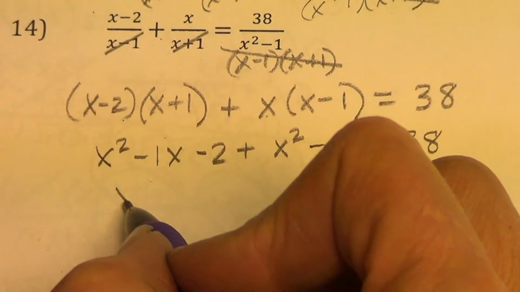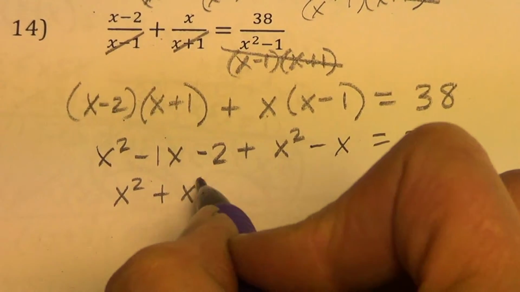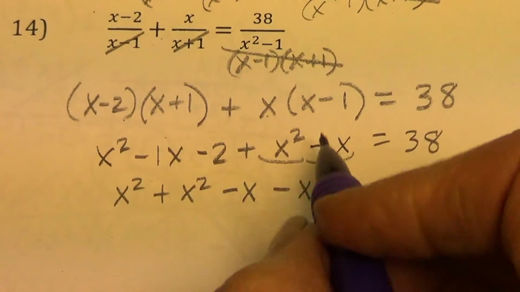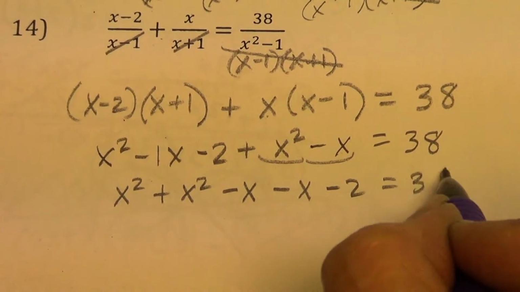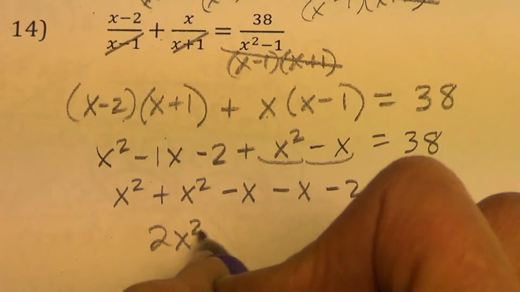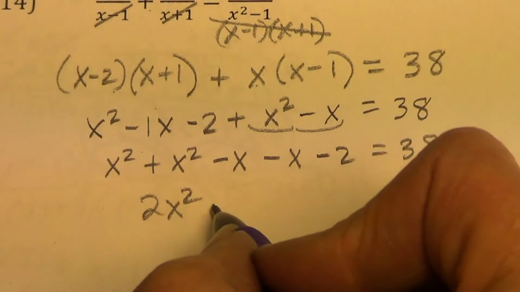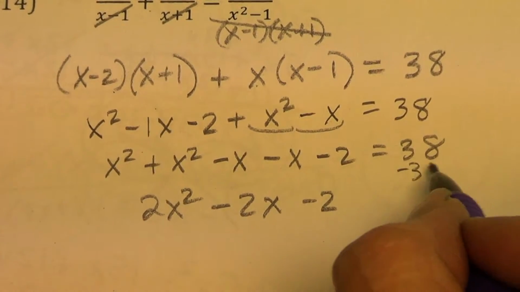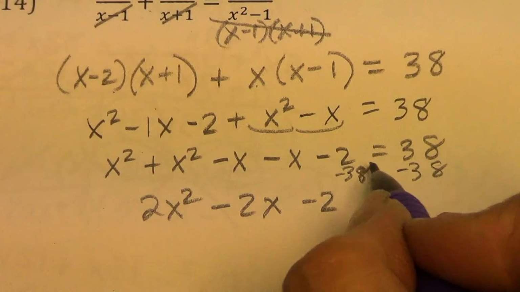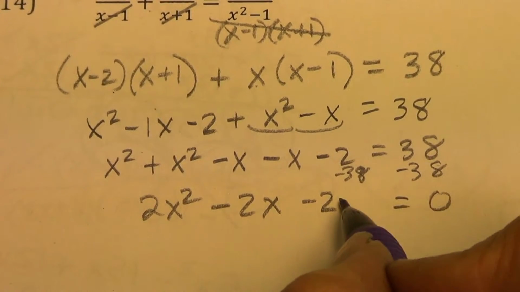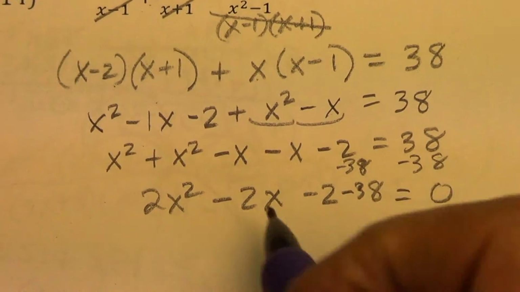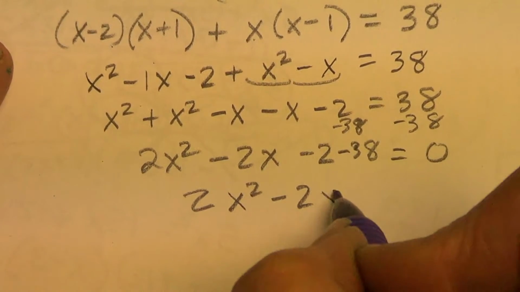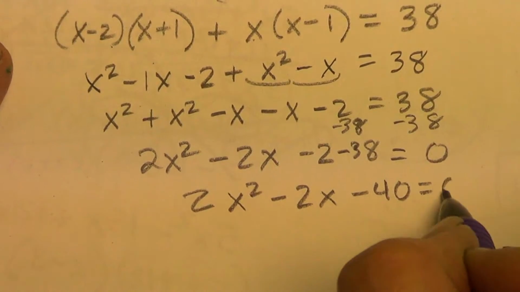We use commutative property, move these around, so we have x squared plus x squared minus x minus x. We're just moving these up here near the front. And minus 2 equals 38. So we have 2x squared minus 2x minus 2. Let's go ahead and subtract the 38 from each side, that way we're setting it to 0, and we'd have minus 2 minus 38. So 2x squared minus 2x minus 40 equals 0.